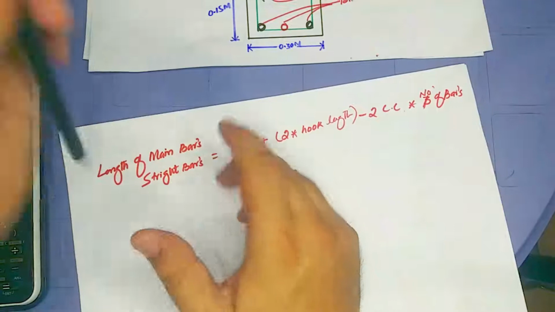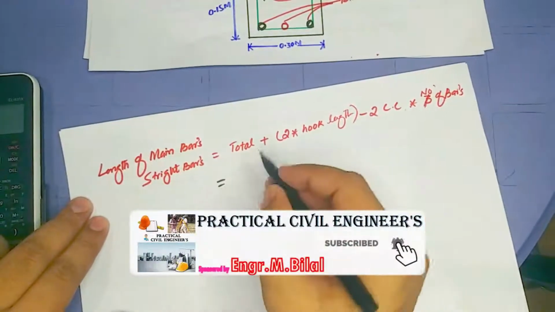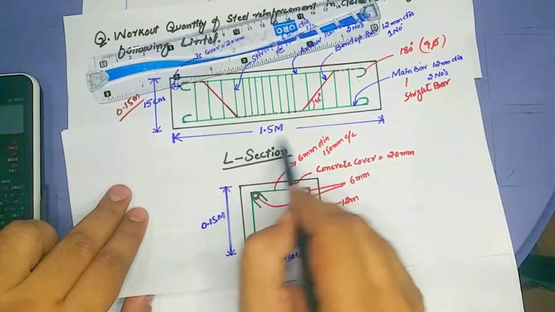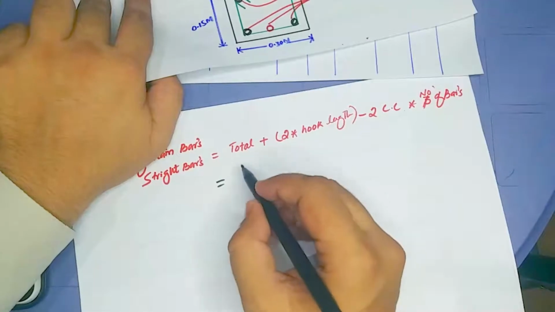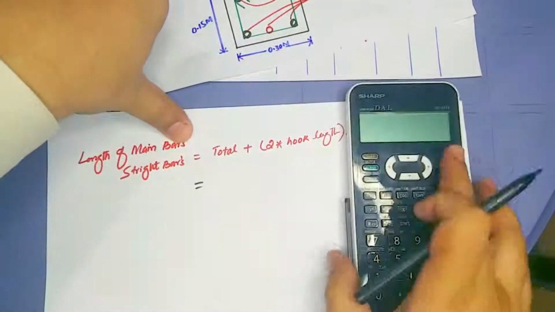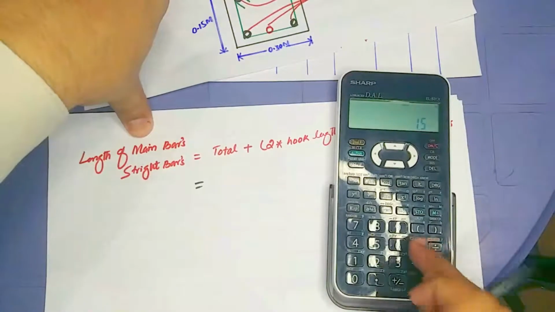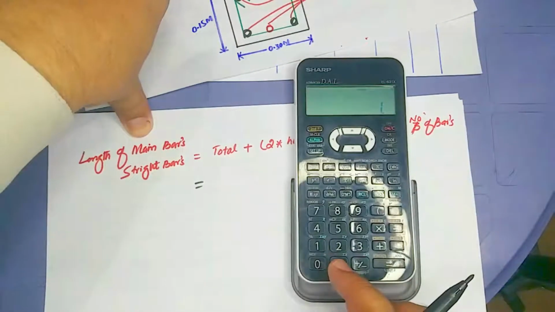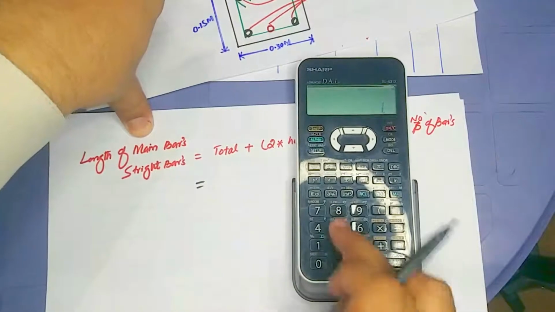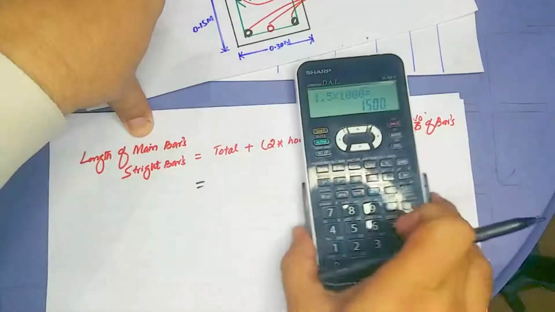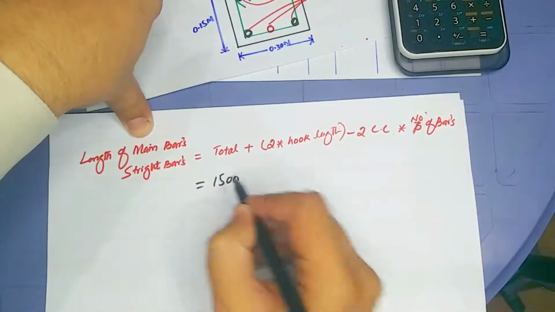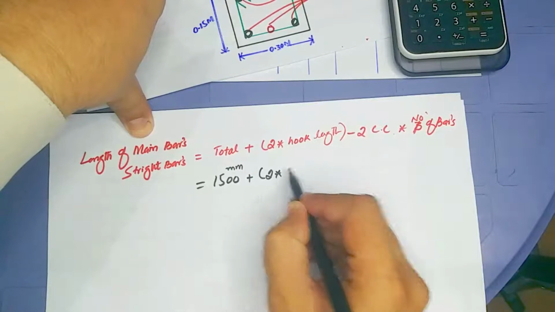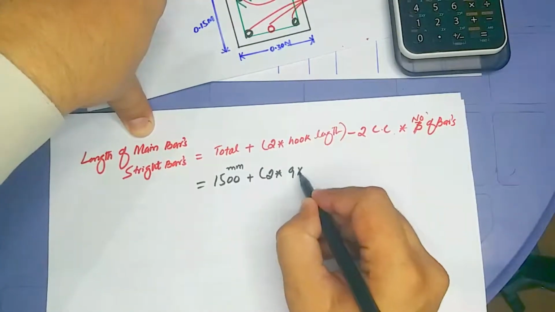So the number of bars will be, now let's suppose the total length of the lintel is 1.5 meter. We will convert it into millimeter, so 1.5 multiplied by 1000. This value will be 1500 in millimeter. Two hooks will be added at the rate of 9 times its diameter.